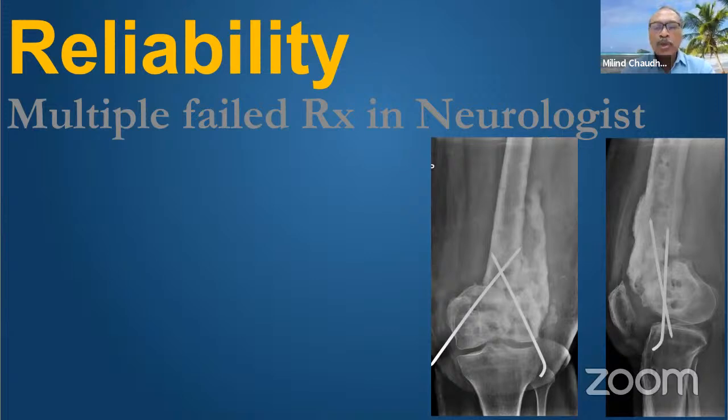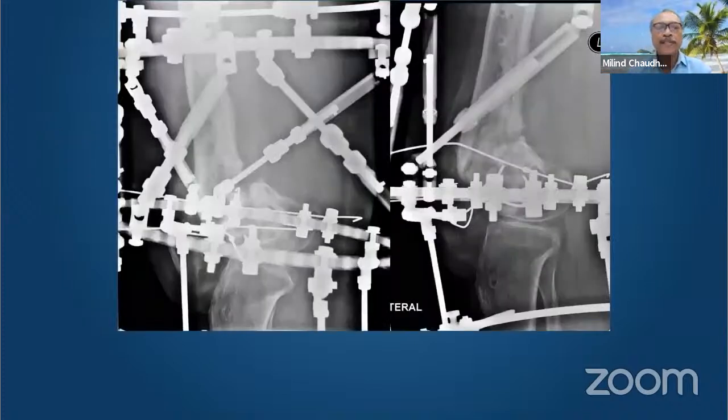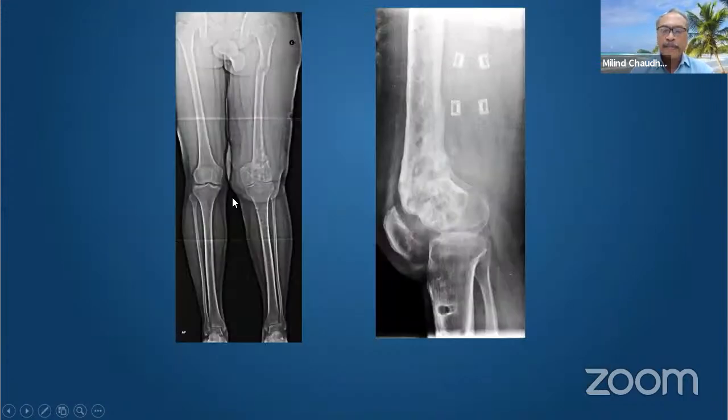This is a young neurologist who studied in Russia 10 years ago, and he had multiple failed surgeries. This is a large cement bone block. They took care of the infection, and this is the kind of surgery he had. But the problem that he really had in achieving union was that he has oblique joint surfaces. And you can see over here the oblique nature of the joint surface. And this is his joint.